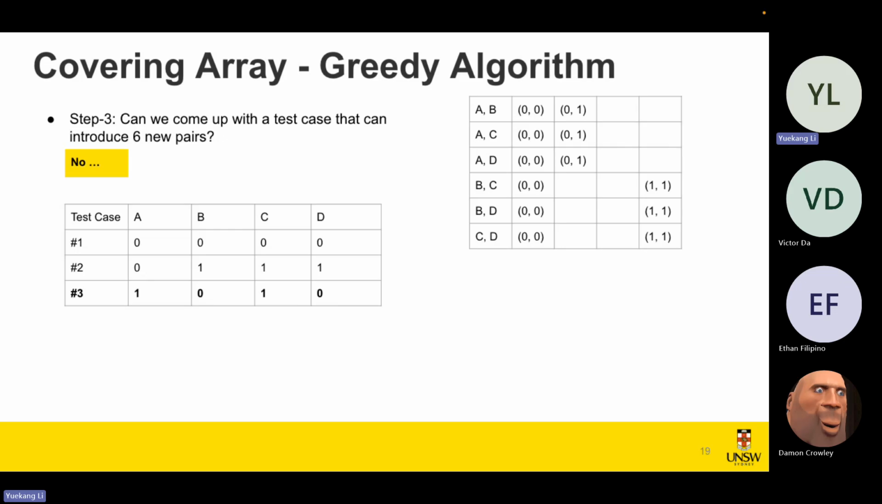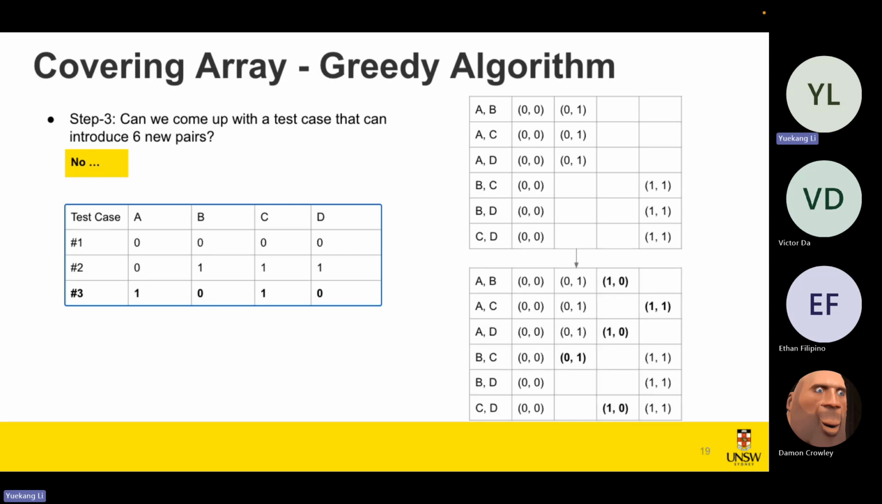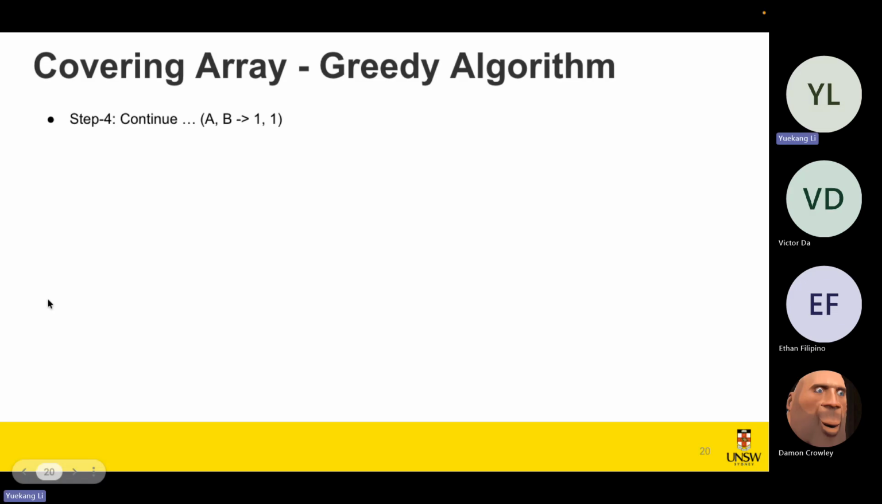Let's assume that we just take the value of 0 here. No matter 0 or 1 we take, we will eventually have a duplicate, so we don't care about whether it's 0 or 1 here. And this is the covering map we are going to have after including the third test case. So let's continue.